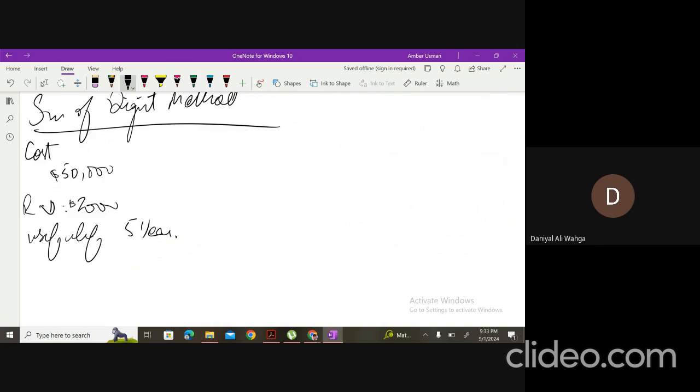So, what is the sum of digits method? You have 5 years, so you take 1 year, 2 year, 3 year, 4 year, 5. This creates a total of n into n plus 1, divided by 2. 1 plus 2 makes 3, then 6, 10, and then 15.